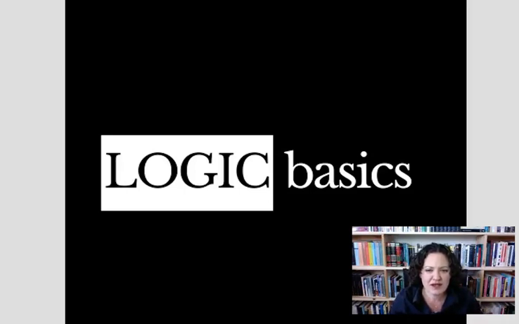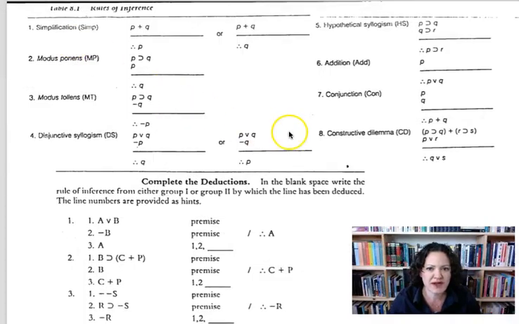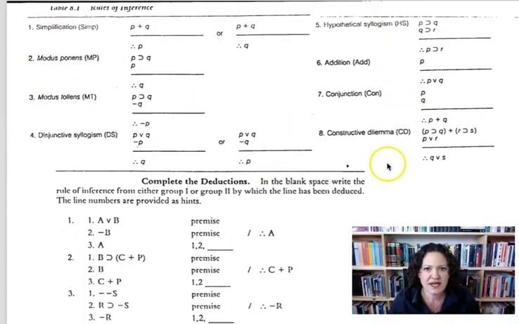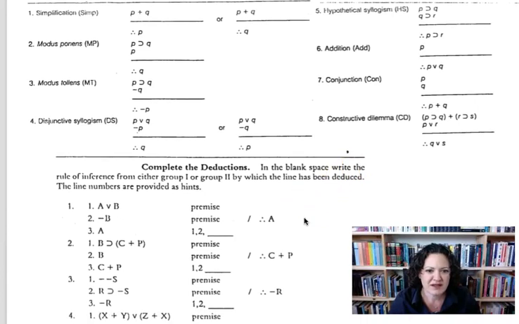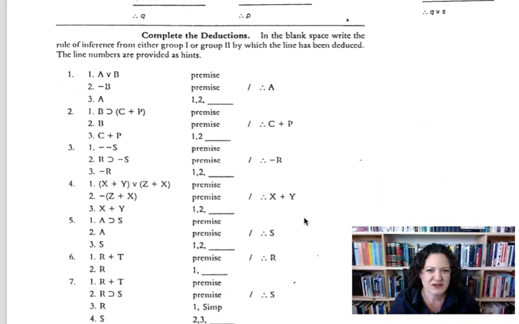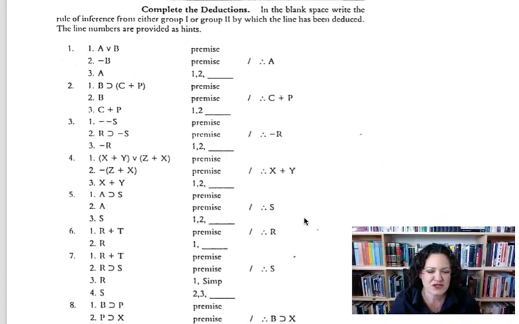We are in the unit on rules of inference. We have just learned about several different argument forms that are valid. They were listed on this handout. And now we want to learn how to apply these deductions. So it says complete the deductions, and I want to show you how to use this.